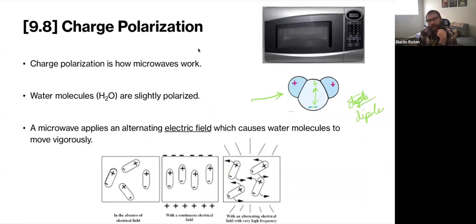Okay, so what happens is when you apply an alternating electric field that alternates really fast, and we'll talk about electric fields in the next lecture, but when you apply an electric field, that acts on the dipole in the water molecule. So you get your electric field started here, you got negatives, you got positives. Then when you alternate it, it causes your water molecules to jiggle. And that's actually what heats up your food in a microwave.